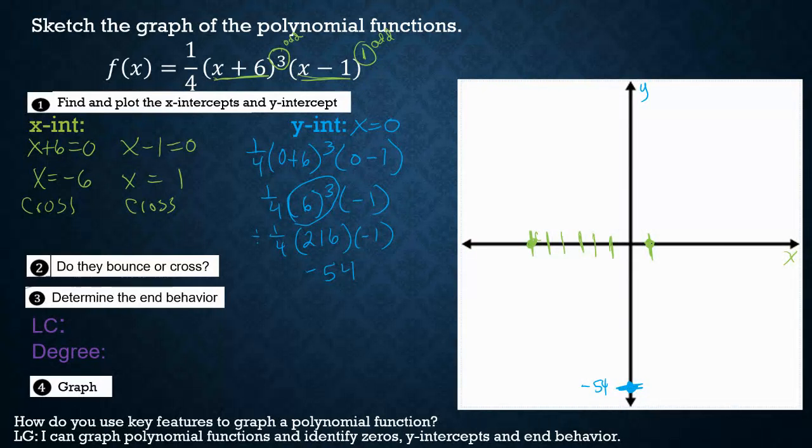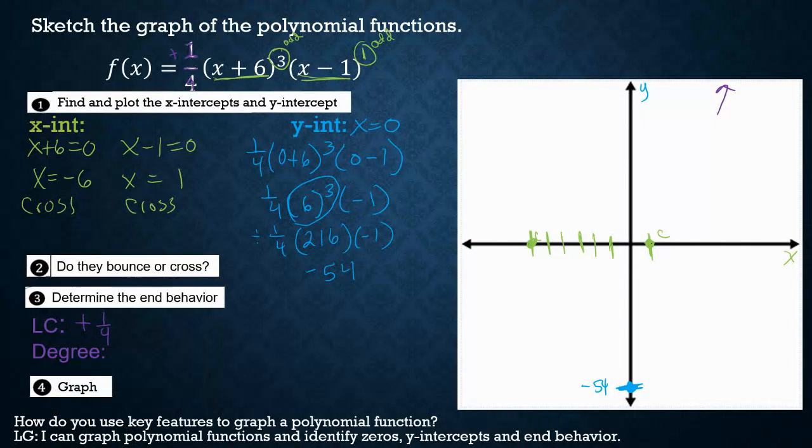All right. Now we're going to determine our end behavior. If you look, our leading coefficient, remember the leading coefficient is the number in front. This is a positive number, so our leading coefficient is a positive 1/4. Since it's positive, we know it's going to go over here. Oops, I forgot to put here that they both cross. Let me just write that real quick. Cross, cross. Okay.